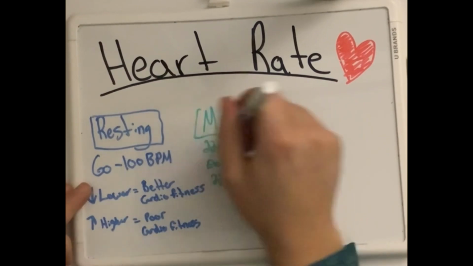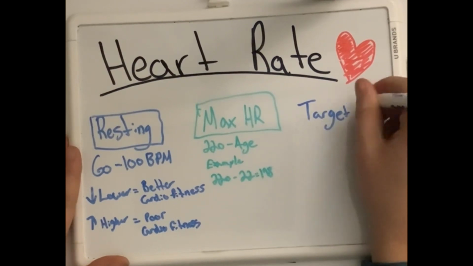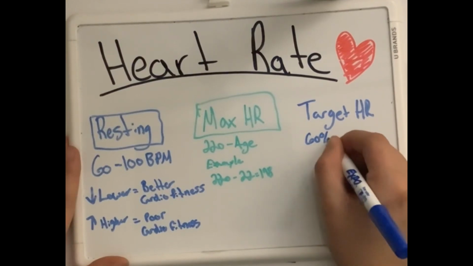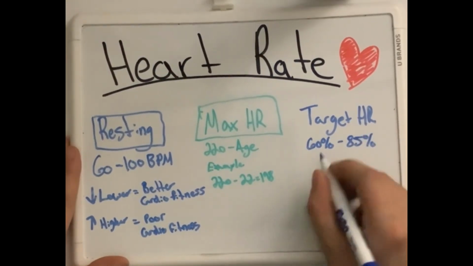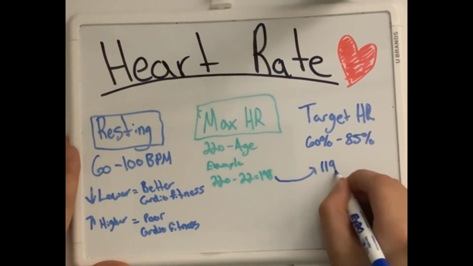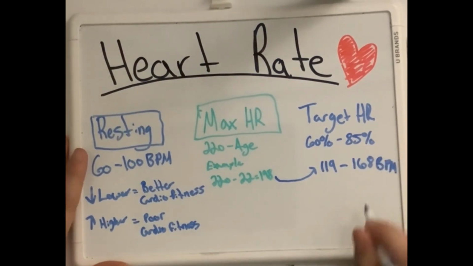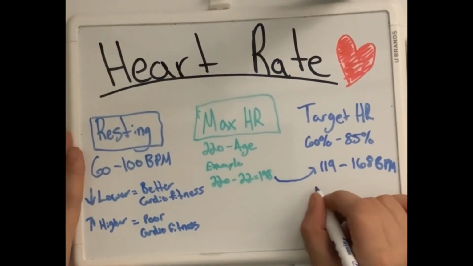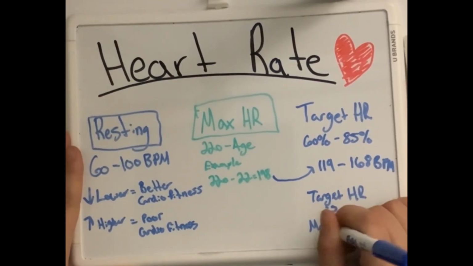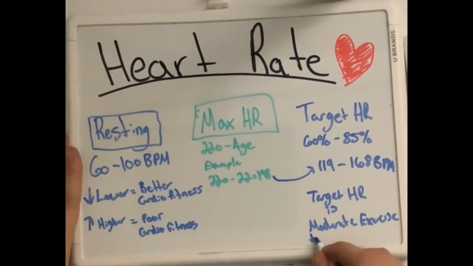Then there's your target heart rate. Your target heart rate is a range between 60% to 85% of your maximum. So you're going to use your maximum, which mine was 198, and I'm going to take 60% of that, which is 119, and then 85%, which is 168, which is my target heart rate zone then. So this is at moderate to vigorous activity, which is going to help improve your overall cardiovascular health.